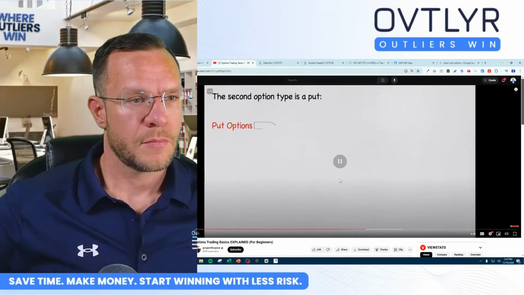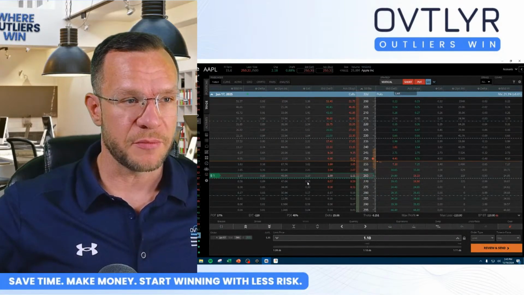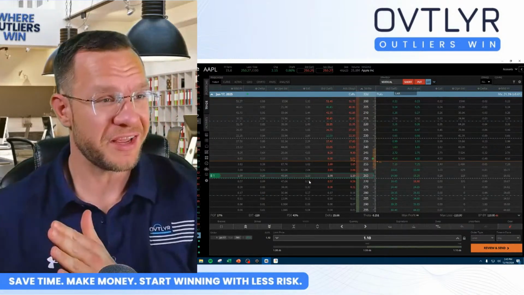is a put option. Okay, so I'm glad that he did talk about the risk behind that because it's so important, right? So we're going to move from the left side of the option chain over to the right-hand side, which is where the puts are at.